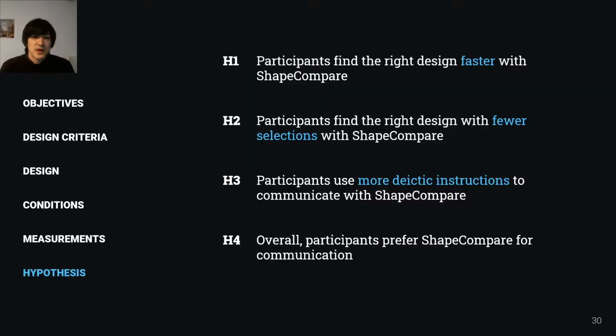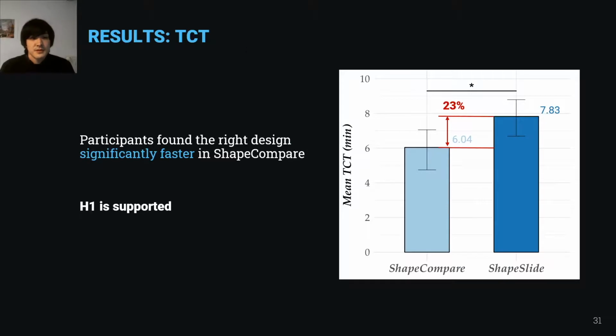We formulated 4 hypotheses. With ShapeCompare, participants can find the right design faster, and participants can find the design with fewer selections. Then participants use more deictic instruction to communicate. Overall, participants prefer ShapeCompare for communication. As a result, participants finish the task significantly faster in ShapeCompare than ShapeSlide, which reduced the task duration by about 23%. It supports the first hypothesis.